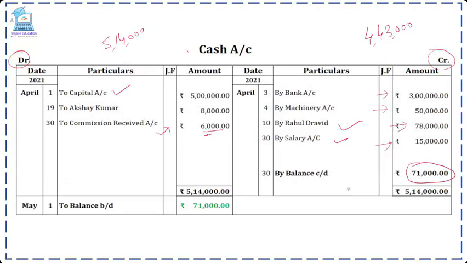At the end of the month, this is written as balance CD, which means balance carried down, and then at the beginning of the next month, it is posted on the opposite side. Balance brought down. This is 71,000. So first identify which side is bigger. Write the total on both sides. Just write 5,14,000, then write the balance CD and then balance BD. Is the balancing clear?